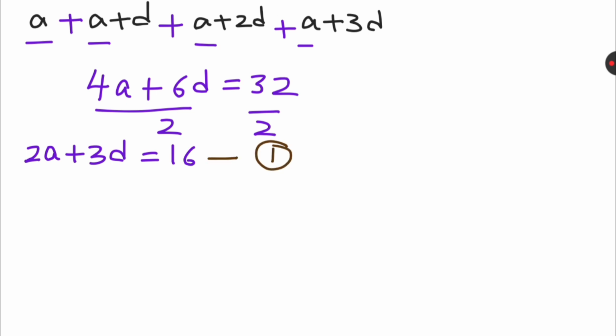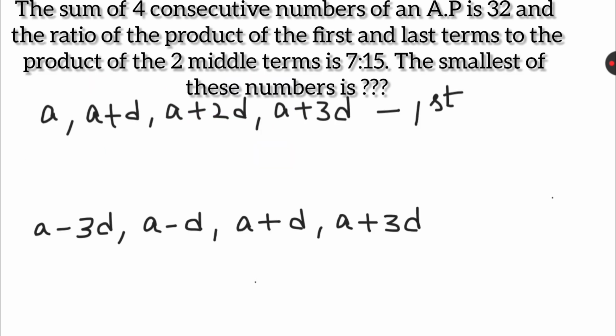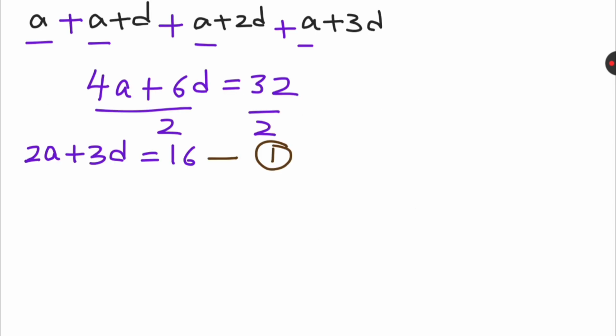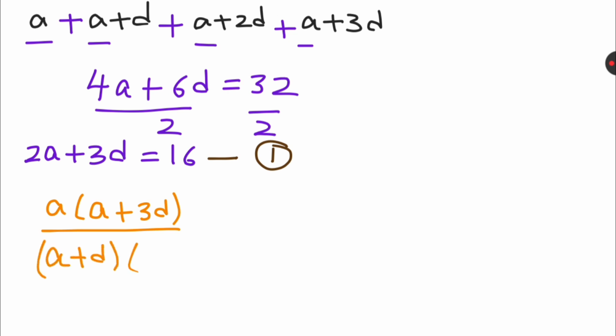And read the remaining question. Sum of 4 consecutive terms is 32 and the ratio of the product of the first and last terms to the product of the two middle terms. So you have to take the product of the first and last terms. The last term is a plus 3d, and the middle terms are a plus d and a plus 2d. So a plus d times a plus 2d. This ratio is 7:15. Here write 7/15.